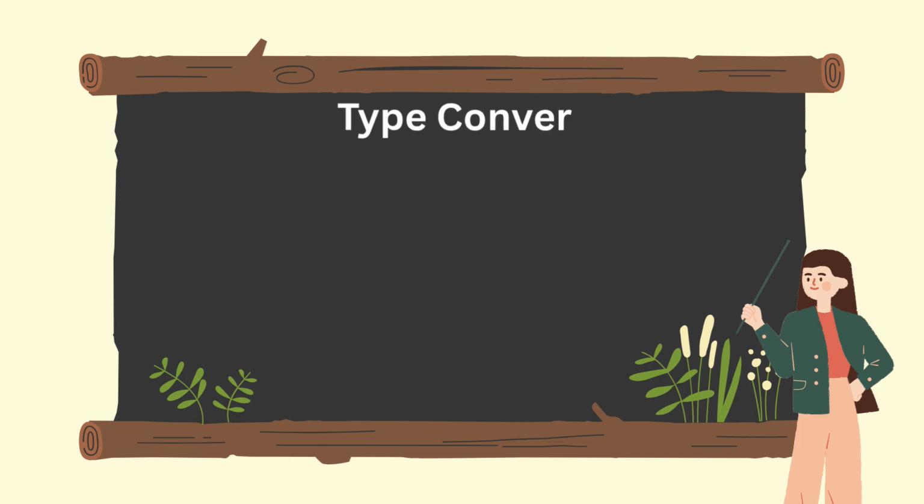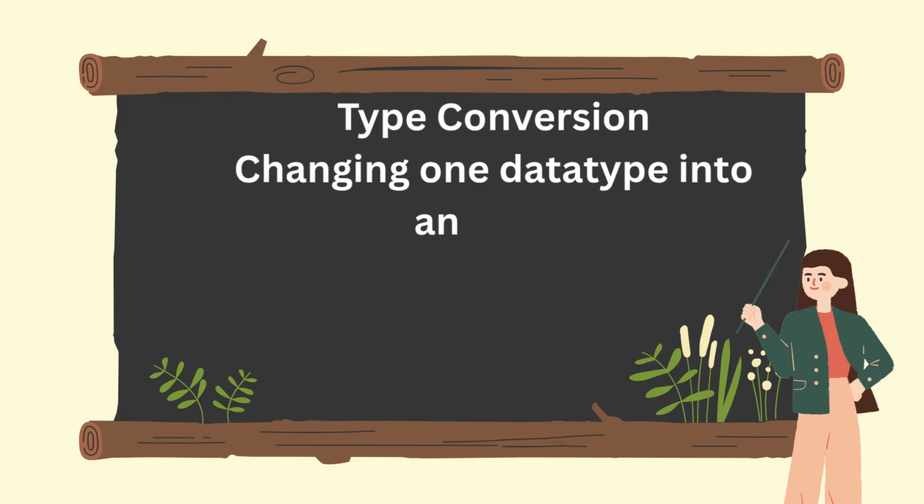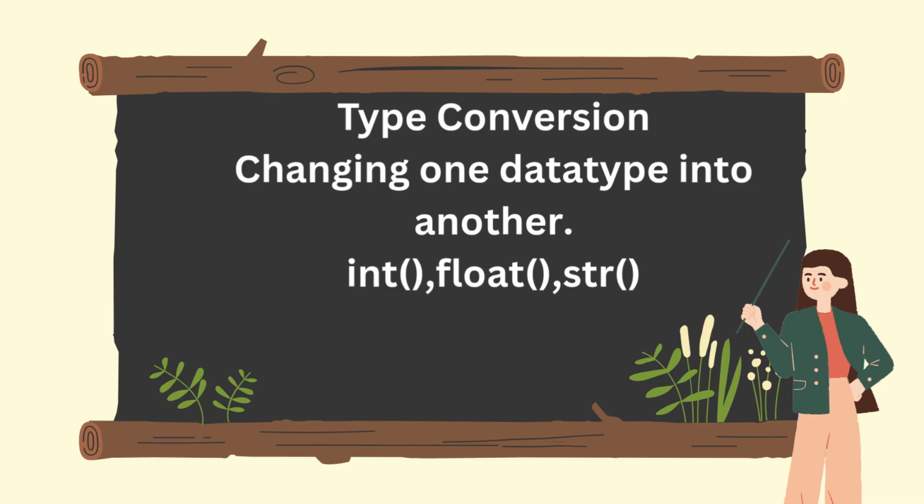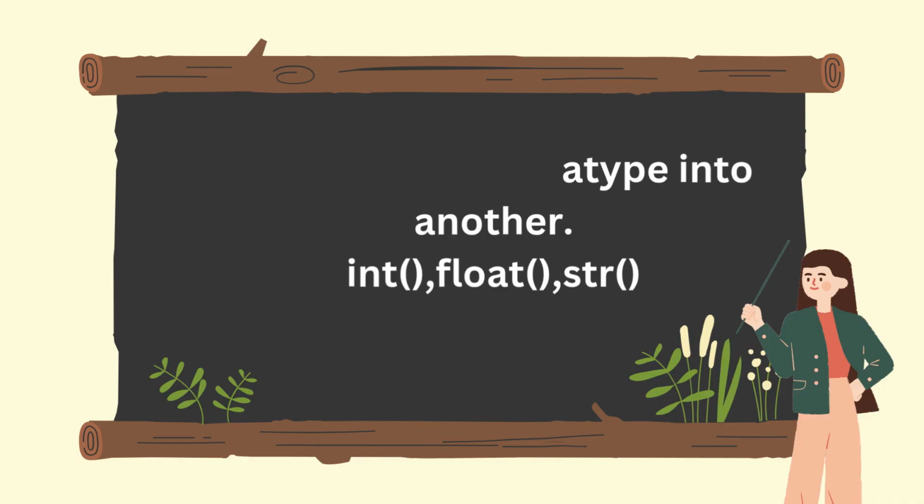Type conversion means changing one data type into another. Python provides three important functions: int, float, and str. These functions help us convert data into the required data type. This is very useful when taking input from the user.